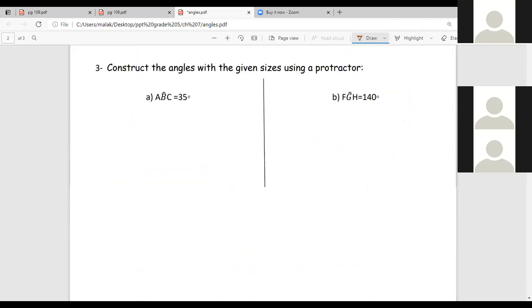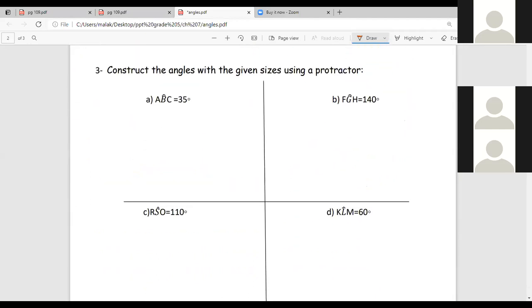Can I start with question 3? Yes, sure. Construct the angles with the given sizes using a protractor. The first angle is... Did you see my homework? I didn't check them yet.